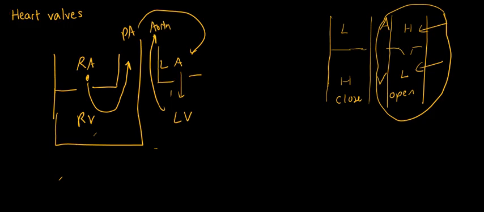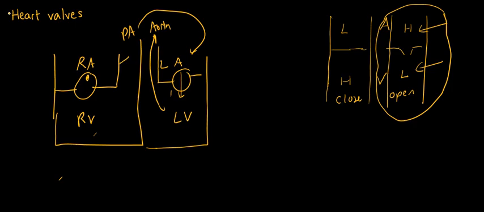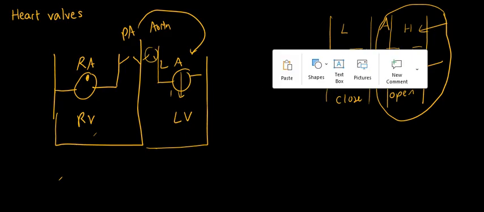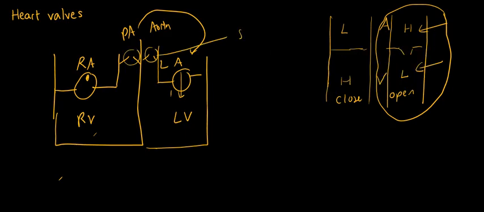So not only do we have valves here and here, which are atrioventricular valves, we're also going to need to have valves here and here. And these are going to be called my semilunar valves. So these here are my semilunar valves.